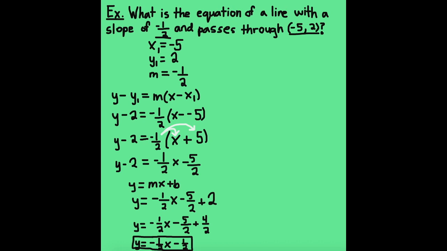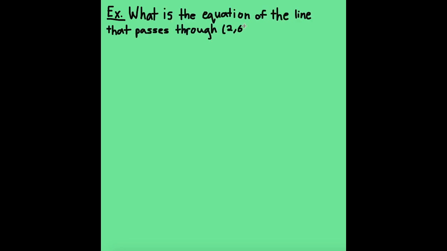Let's try another problem. What is the equation of the line that passes through the point 2, 6 and has a slope of 0? So let's see what we are given in this problem. We are given a point, which is 2, 6. x1 is 2, since 2 is the x-coordinate, and y1 is 6, since 6 is the y-coordinate. We are also given the slope, which is 0, and since m is the slope, m equals 0.